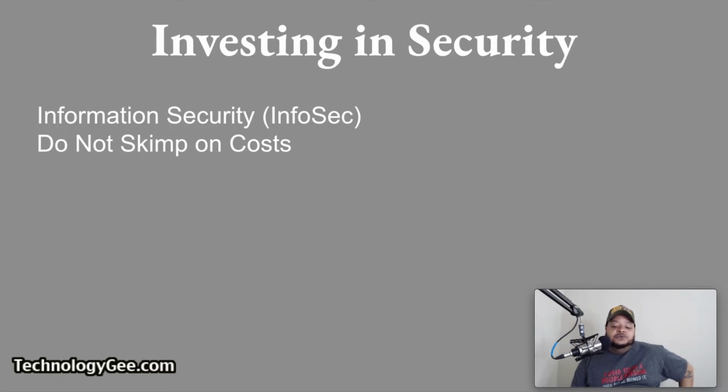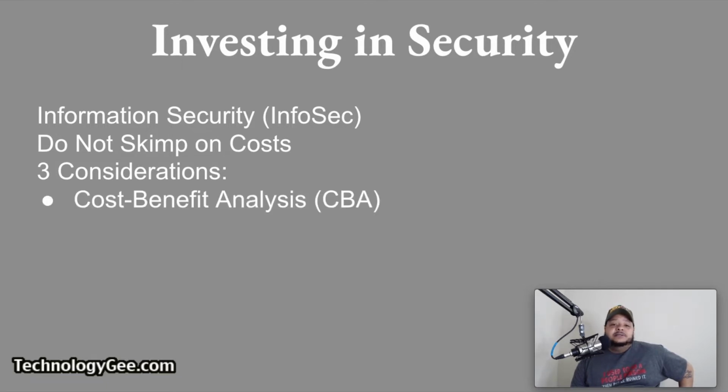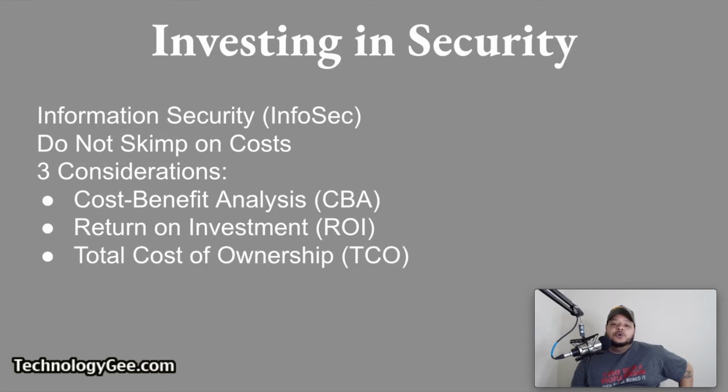So when it comes to an organization protecting data, an organization should not skimp on the protection due to costs. As a matter of fact, organizations have three financial considerations to make as they plan to implement security to protect their data. And these three considerations are a cost-benefit analysis, also known as a CBA, a return on investment, known as an ROI, and a total cost of ownership, known as a TCO.